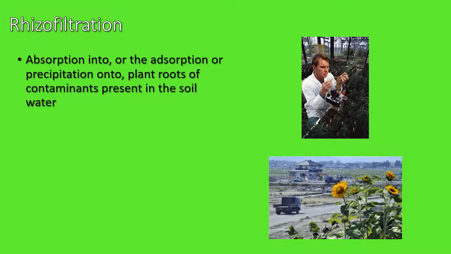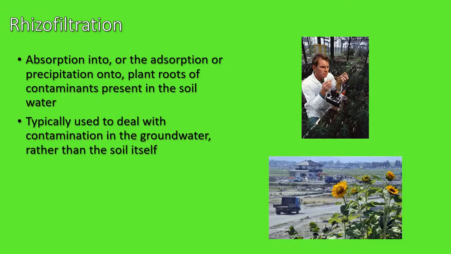So another method is called rhizofiltration. This is where the toxins are absorbed into or adsorbed onto the roots of the plant. And usually these are contaminants that are present in the soil water. So this is typically used for contamination in the groundwater rather than the soil itself.